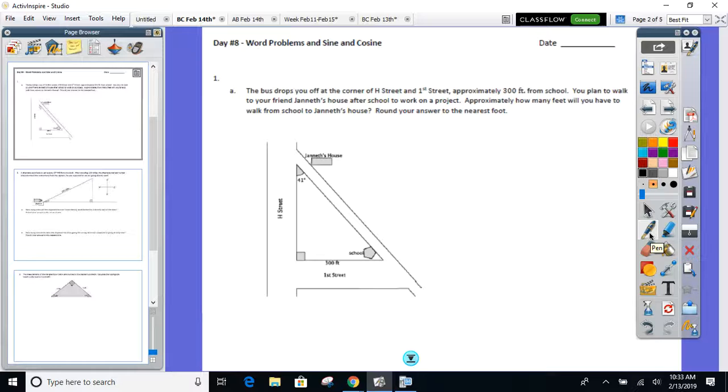If you read through it, bus drops off at the corner of 8th Street and 1st Street. Perfect. Approximately 300 feet from the school. You plan to walk to your friend Big Al's house to work on a project. Who knows what that project is? How many feet will you have to walk from the school to Big Al's house? Round your answer to the nearest foot.